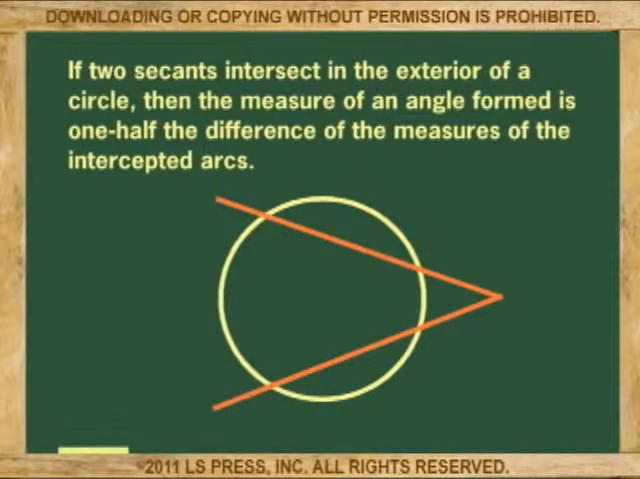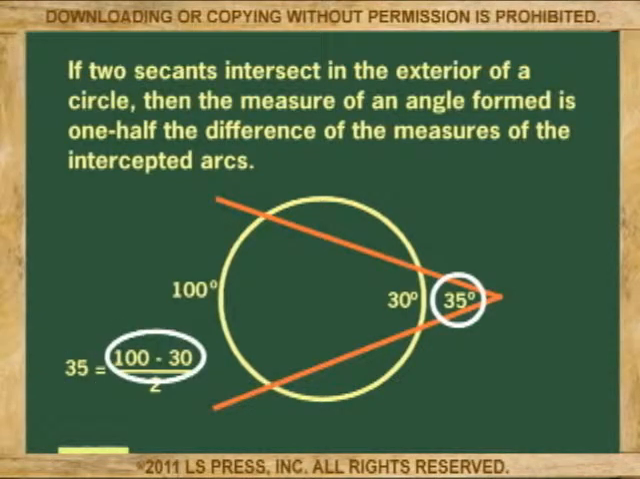If two secants intersect in the exterior of a circle, then the measure of an angle formed is 1/2 the difference of the measures of the intercepted arcs.